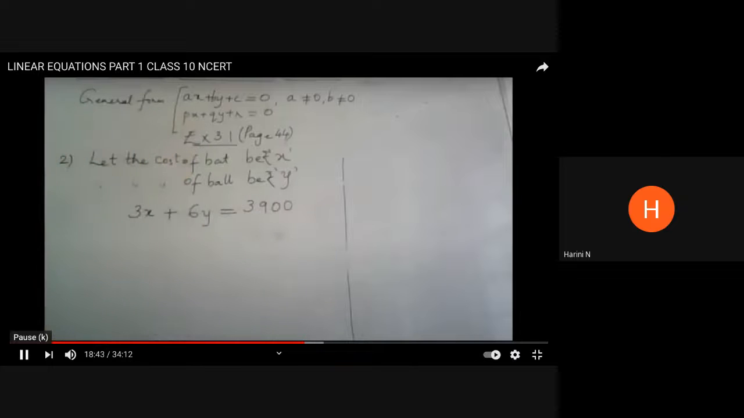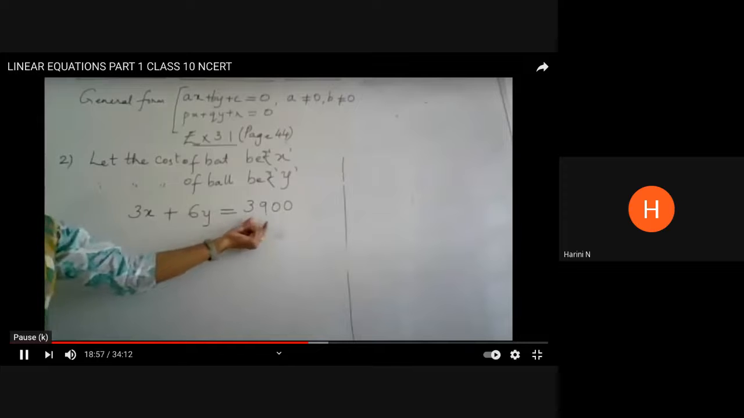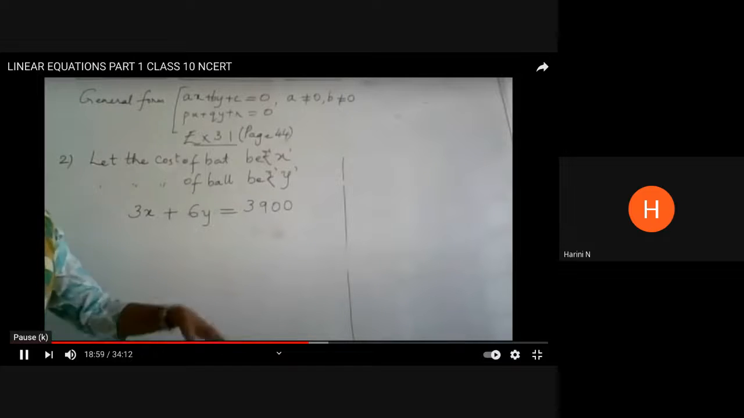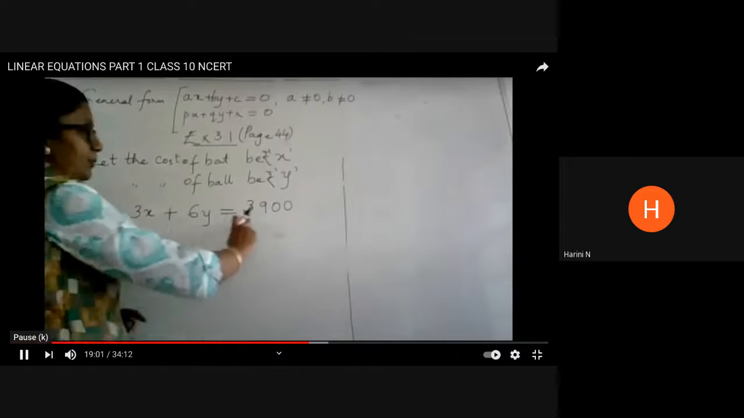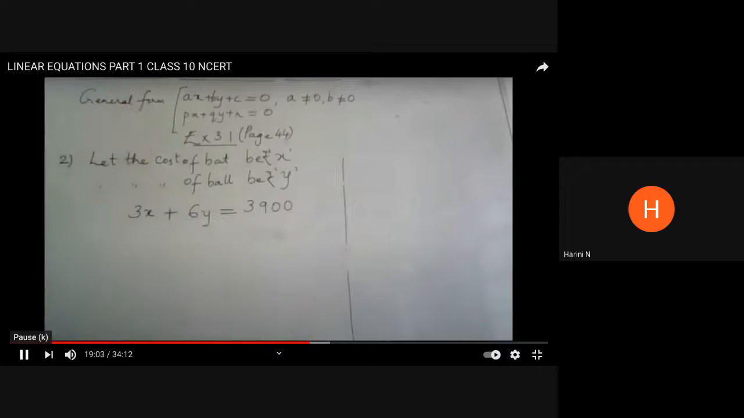Because I am just adding the cost of both the items. The number of items is given to me. I have assumed the cost of each item as X and Y. So 3 bats, 6 balls. Together the cost is 3,900. Now, can I leave this equation as it is? There is something which should be bothering me here.